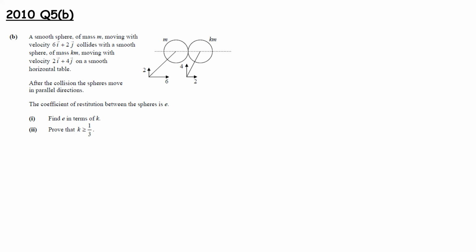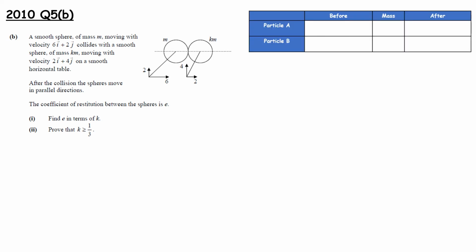So now let's look at 2010. Question 5, part B. A smooth sphere of mass m moving with velocity 6i plus 2j collides with a smooth sphere of mass km moving with velocity 2i plus 4j on a smooth horizontal table. After the collision, the spheres move in parallel directions. Okay, so that's interesting. The coefficient of restitution between the spheres is E. It wants us to find E in terms of k, and then we can see part 2 is where the inequality comes in. So let's start with our table.